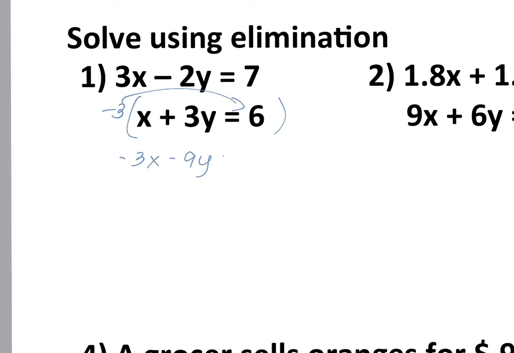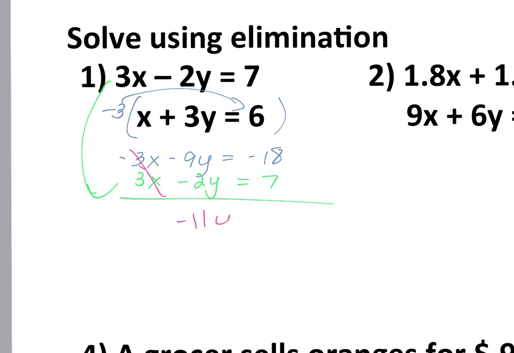Be so careful because the biggest mistake people make with this is not going across the equal sign. Whatever you change to the others, you got to change the whole row. So then I'm going to bring this down and I get 3x minus 2y equals 7. I'm going to add these now. These cancel. I get -11y equals -11. Divide both sides by that -11 and y is 1. So that's the y coordinate of your solution.